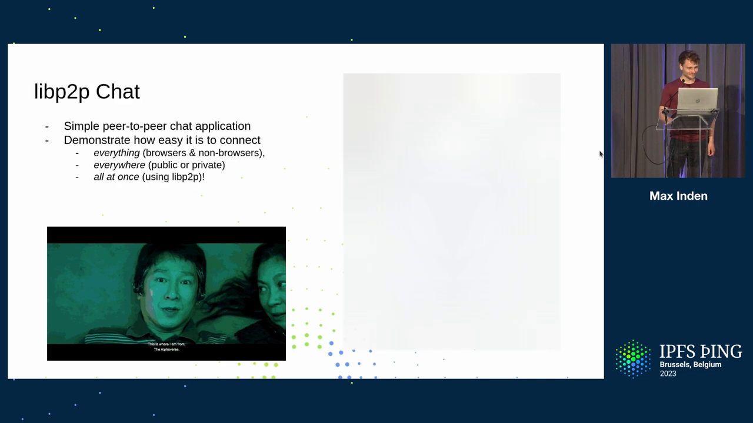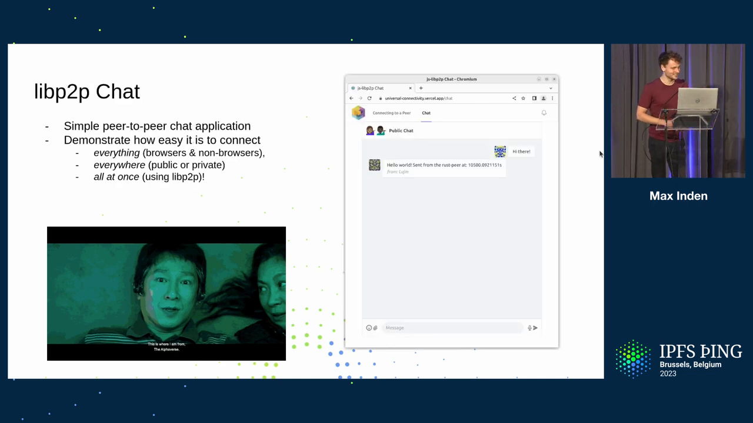Okay, so how am I going to prove this? Well, I'm going to showcase a small application called libp2p chat. There are not enough chat applications out there yet, so we definitely need a new one. It's a peer-to-peer chat application. Through this, we're going to demonstrate that in the movie Everything Everywhere All at Once, they have actually been connecting everything, which are browsers, non-browsers, phones, laptops, and so on, everywhere, in public networks, non-public networks, all at once, using libp2p. Cool. Folks ready for this? Now comes the sneaky part, where from now on we just have gray slides.